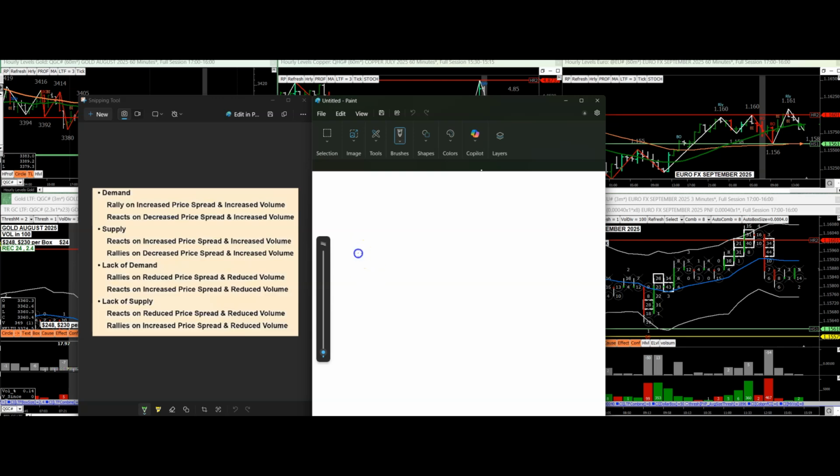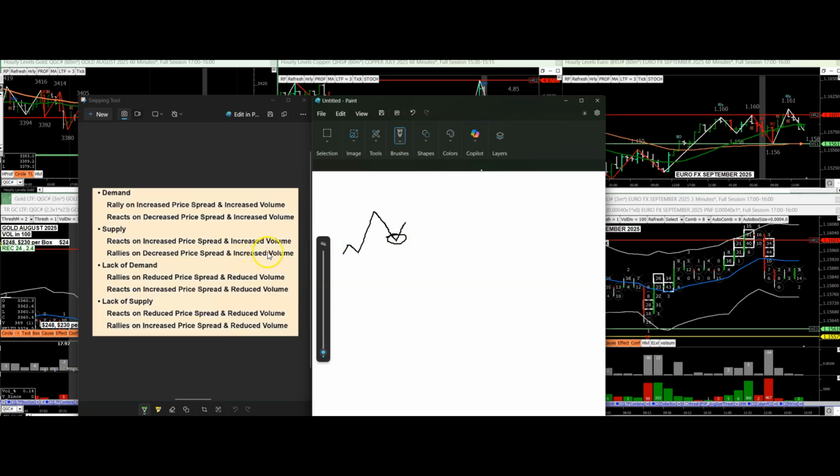So the idea here is, when you have a rally and you have a pullback, how do you know demand is entering? How do you know demand is entering here?